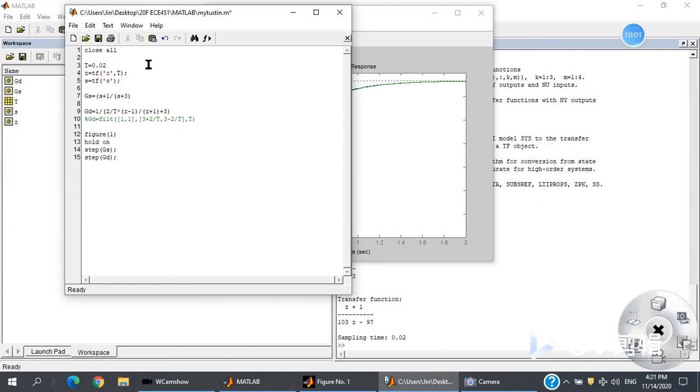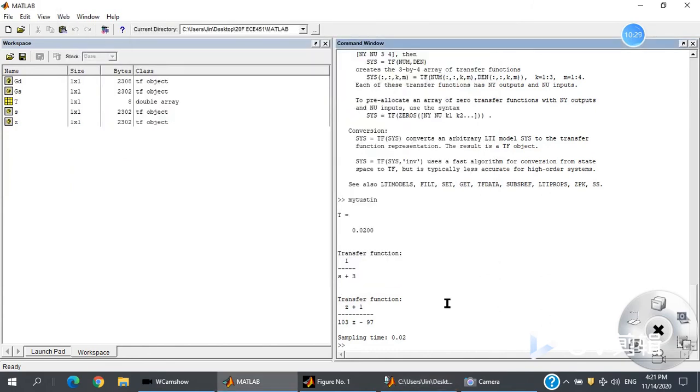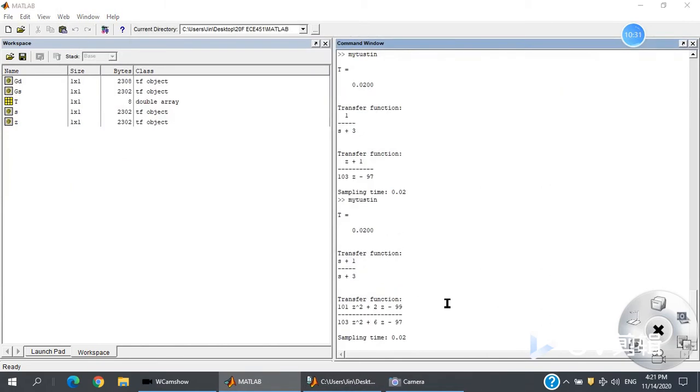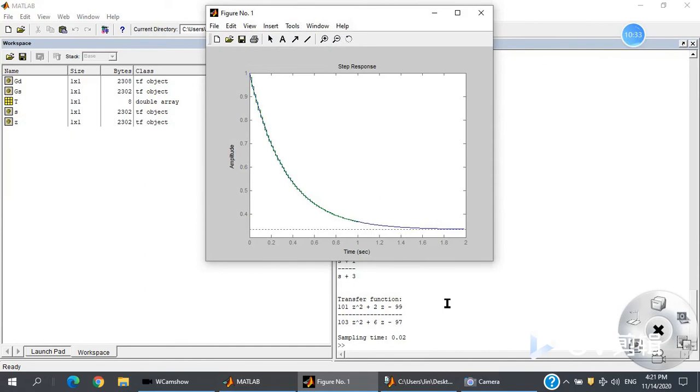So I have this compensator, right? And then I add this part for S. So this is S plus 1 in the numerator. Okay, I have a different GD. Then I can also run it. Save it, run it. Okay, it also works, right?